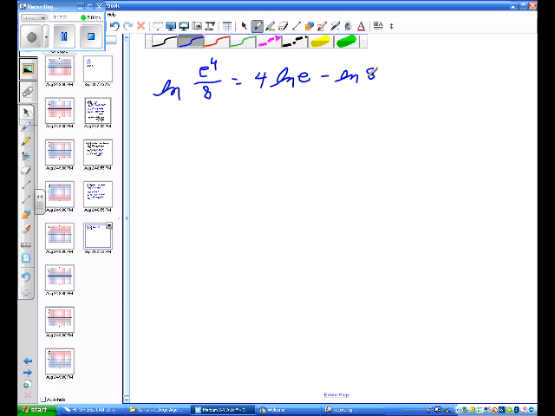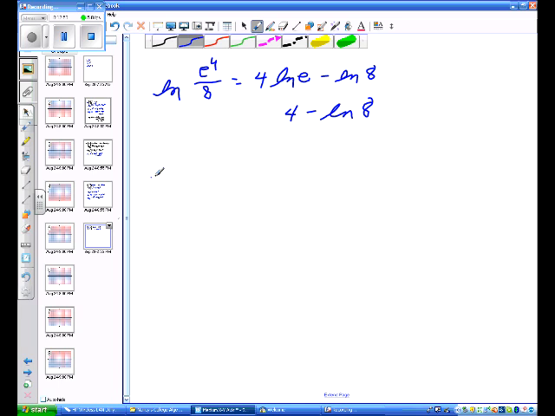Now we can do some simplifying because the natural log of e is 1. So we have 4 times 1, which is 4, minus the natural log of 8. And we could have also gotten that just by saying, okay, the base of the log is the same as the base of the number, so it equals the exponent.